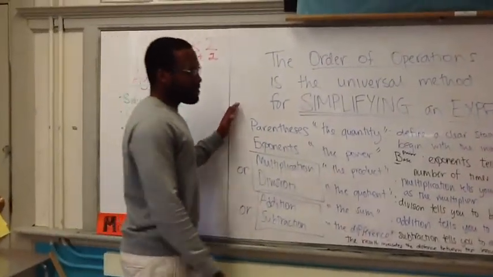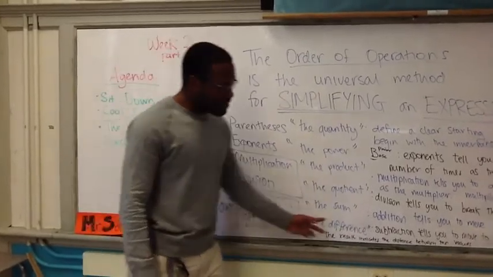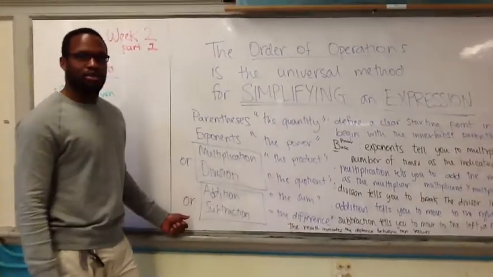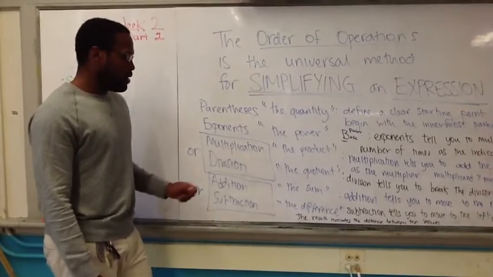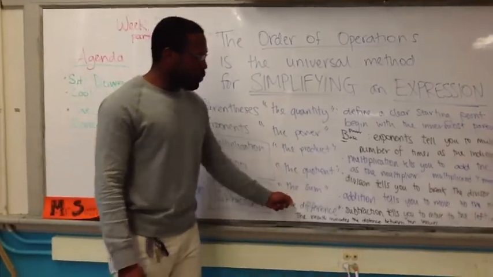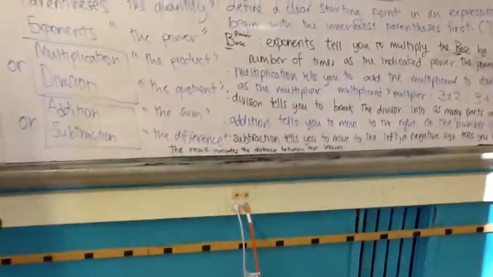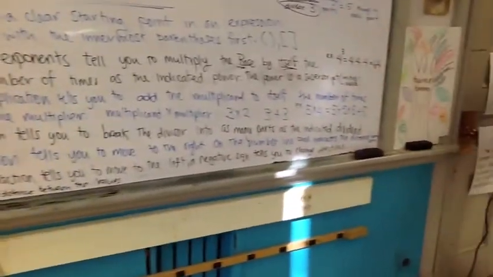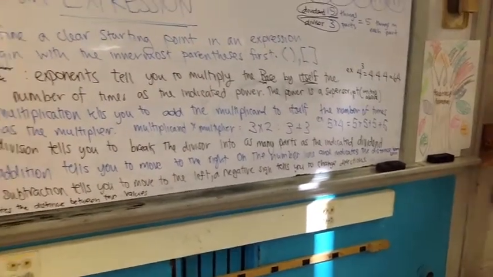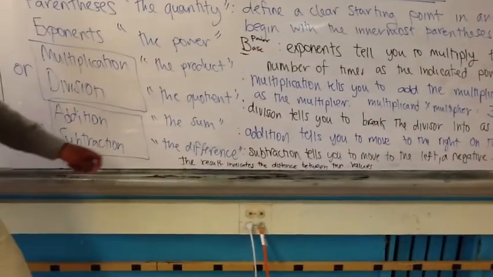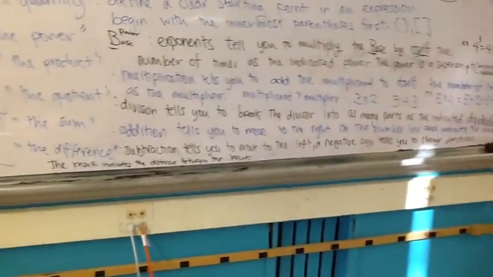We begin our conversation about the order of operations by talking about the two most difficult operations to see, addition and subtraction, but the easiest for the students to perform. For addition, we see that the key word is the sum, and as defined, addition tells you to move to the right on the number line and indicates the distance away from 0. Subtraction, on the other hand, has a keyword of the difference, and it tells you to move to the left.